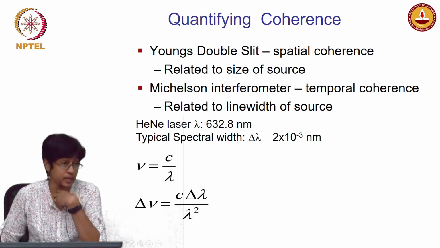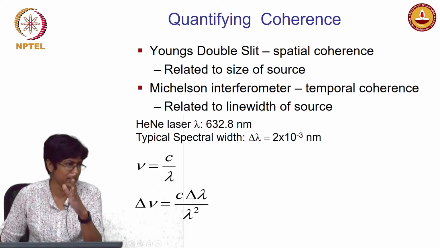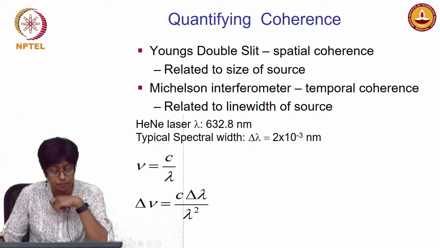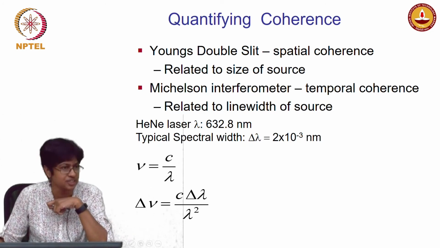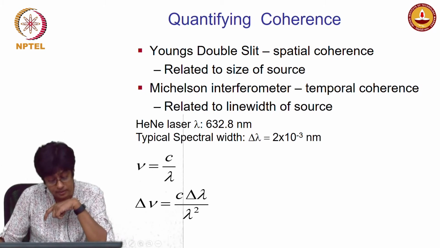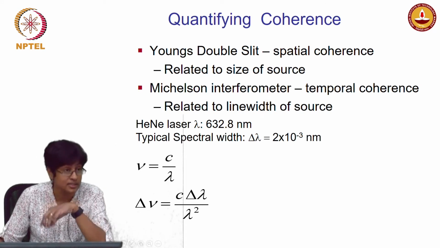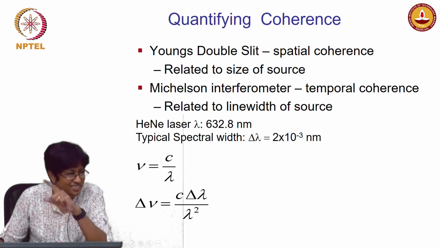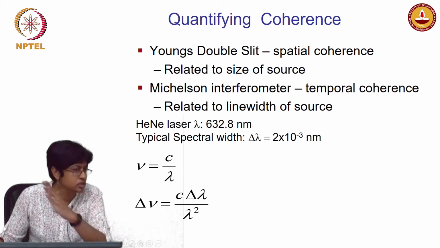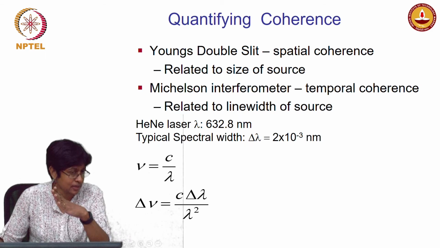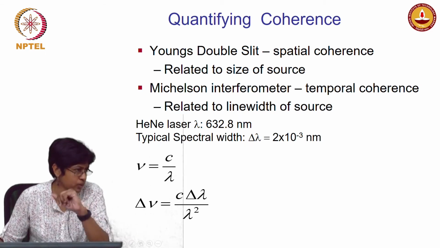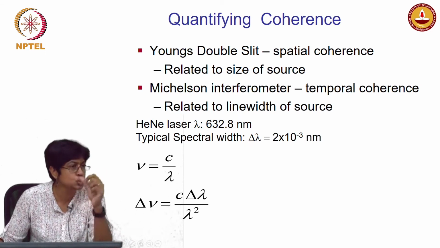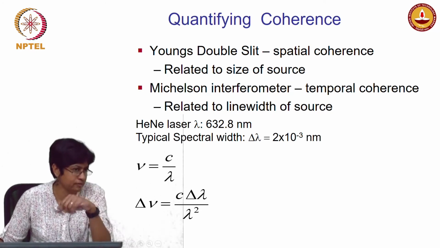We call this a monochromatic source, but it doesn't mean it has just one wavelength. There's always a spread, and the spread here is 2 into 10 power minus 3 nanometers. If you compare this with the wavelength of 632 nanometers, it seems fairly small. It's orders of magnitude smaller than the wavelength, and that's why we say this is a monochromatic source.